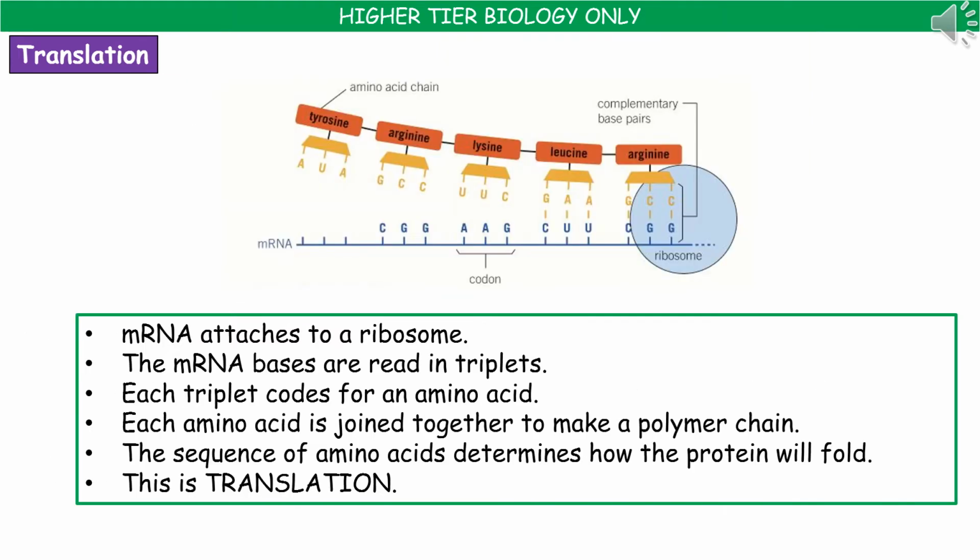The second part of protein synthesis is translation. So this is where the mRNA attaches to the ribosome in the cytoplasm. Then the mRNA bases are read in triplets, so sequences of 3. What we find there is each triplet codes for an amino acid, and each amino acid is joined using complementary base pairs, as you can see in the diagram, and the amino acids join together via the bonds to make a polymer chain. And the sequence of the amino acids determines how the protein folds, and this using the mRNA to join the amino acids is translation.